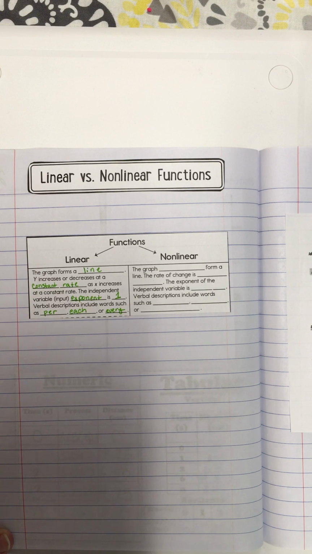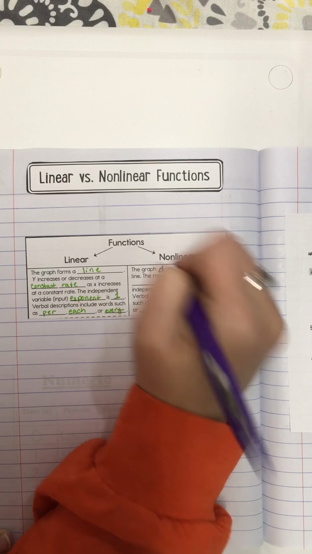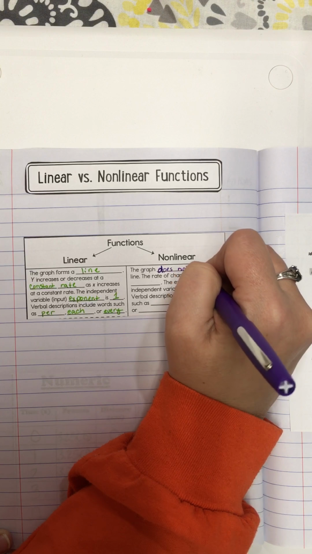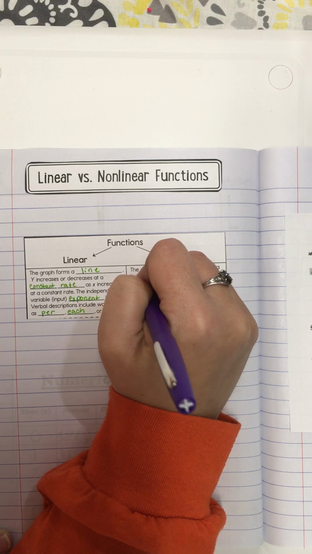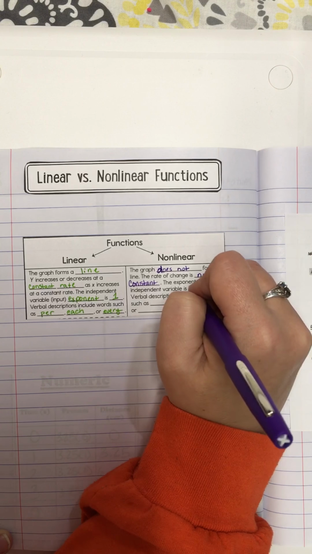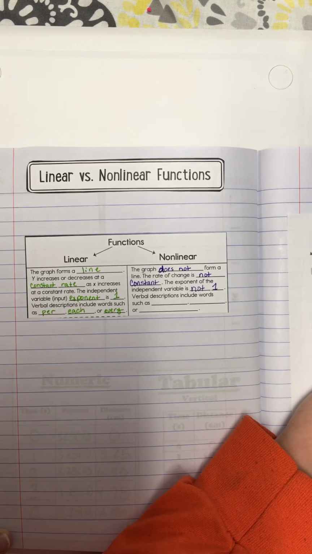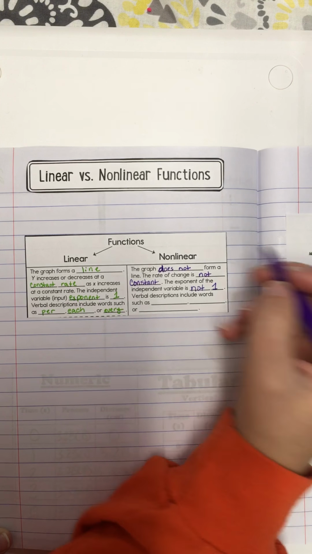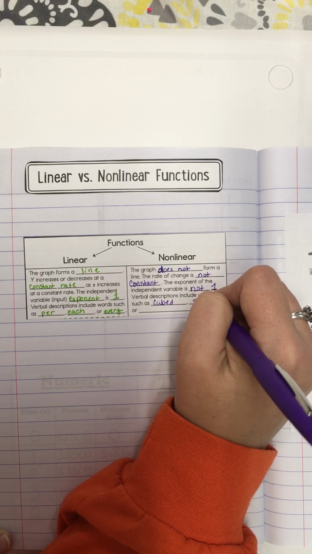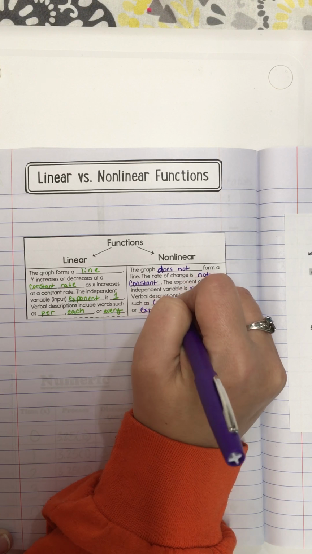All right? Nonlinear, the graph does not form a straight line, and the rate of change is not constant. The exponent of the independent variable is not 1, so it could be 2, 3, 1/2, whatever else, just not 1. The verbal description includes words such as cubed, squared, exponentially. Okay?